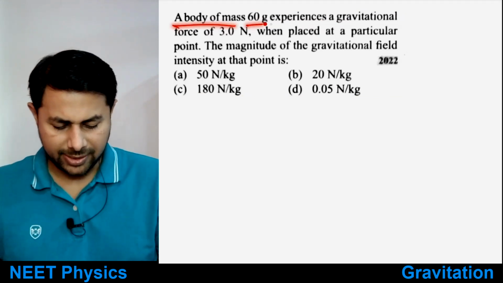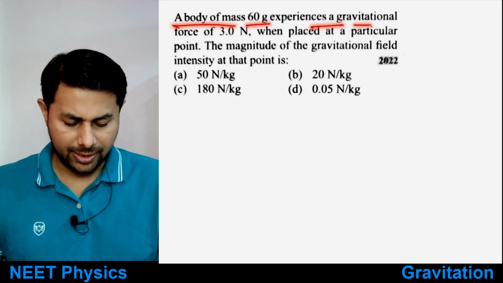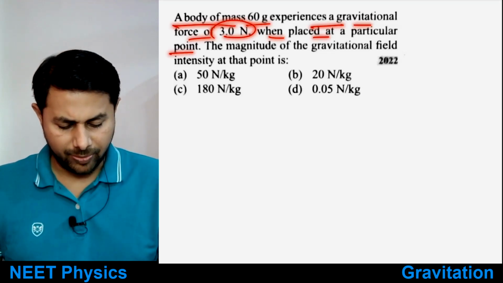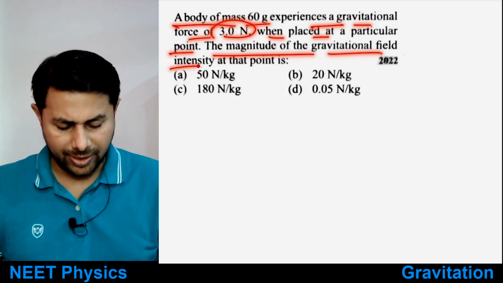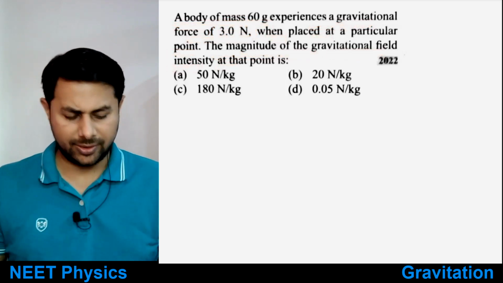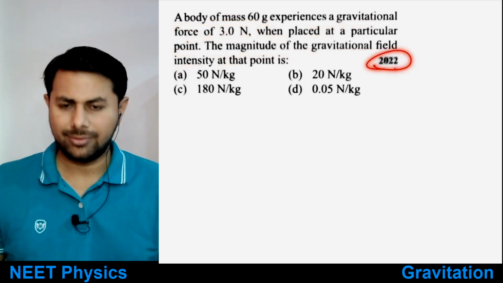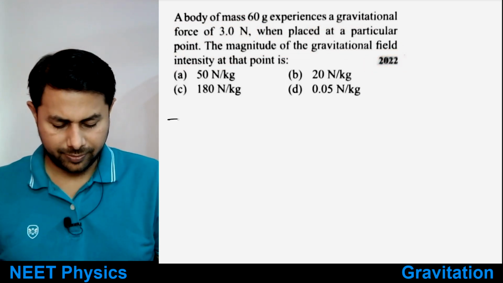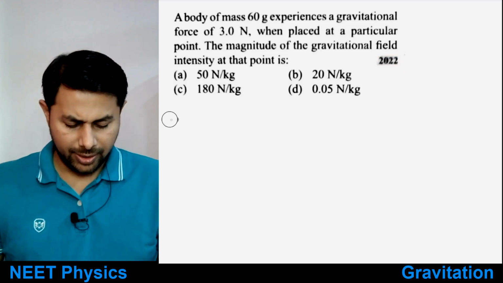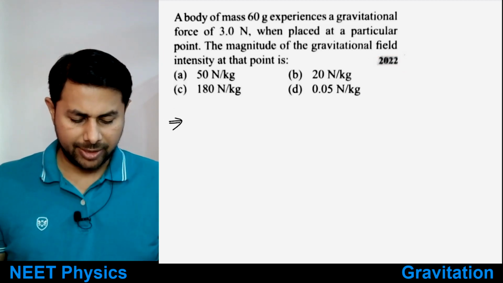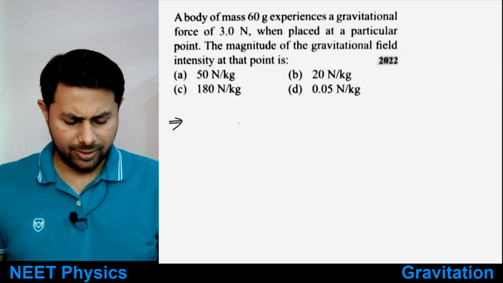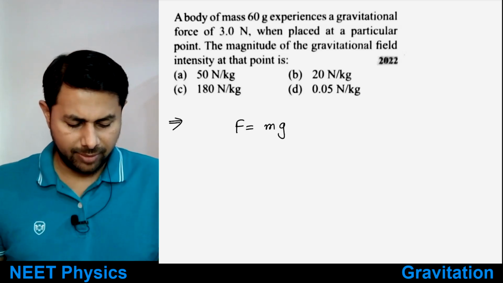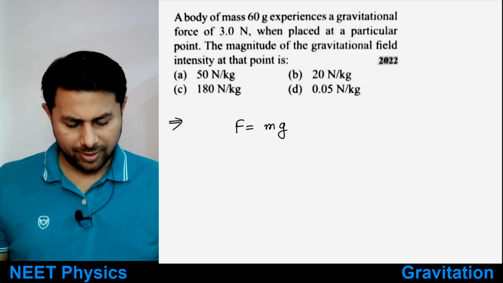A body of mass 60 grams experiences a gravitational force of 3 Newton when placed at a particular point. The magnitude of gravitational field intensity at that point is. Okay, tell me. This is from NEET 2022. Okay, so body of mass 60 gram experiences some force. This is given. We know that force is equal to mass of the body multiplied by gravitational field. This is very simple. Option A.